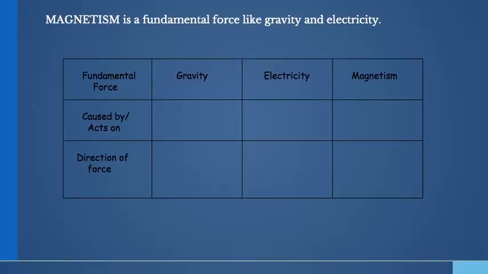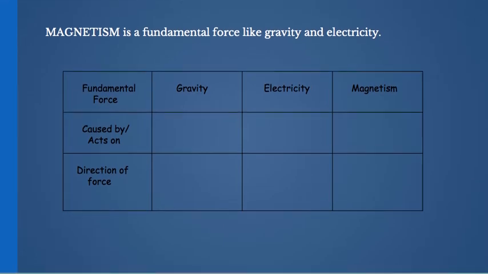Okay, so before we get to permanent magnets, let's review the fundamental forces that we've looked at and add magnetism to it. So we've already looked at gravity and electricity, and we can ask two basic questions. What causes the actual force, and what does it act on, and what direction does the force generally act?